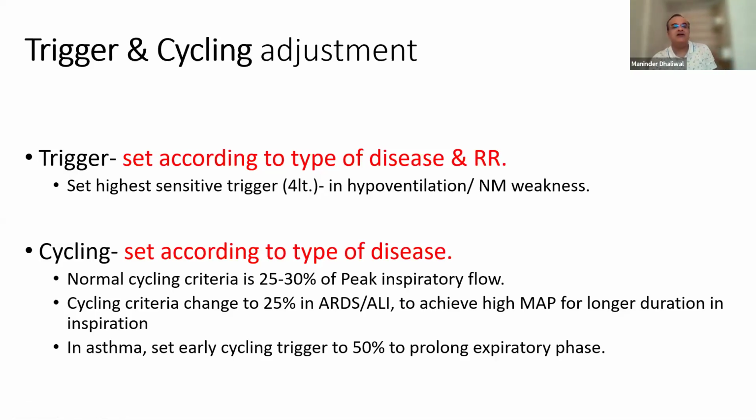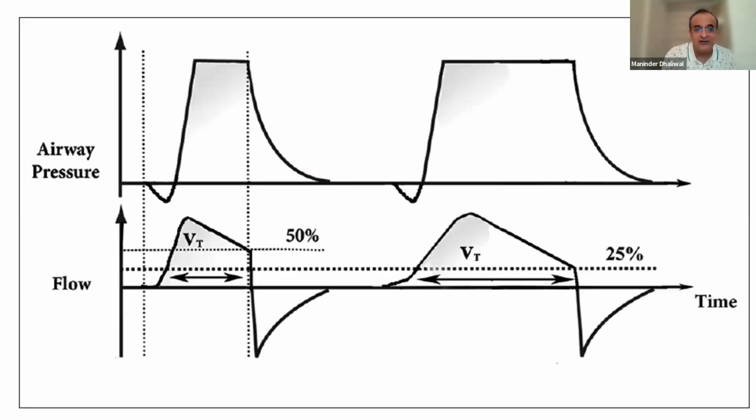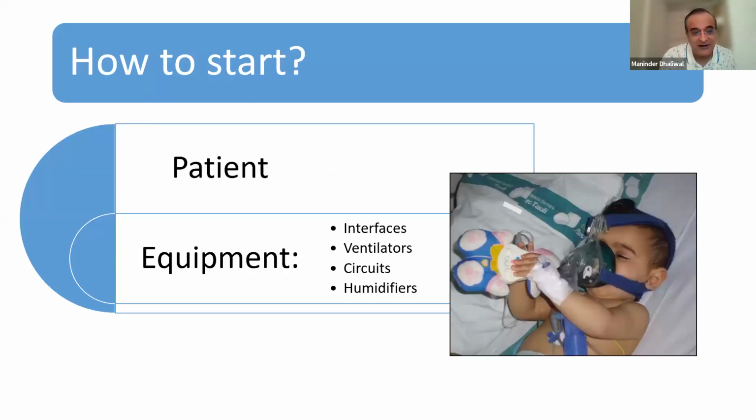Trigger and cycling will adjust as per the disease criteria. We'll take a separate class on that. This is expiratory cycling. And this is the interface. This is nasal and oral, so an oro-nasal interface. If it is only on the nose, it will be a nasal interface. On the whole face, it will be a face interface.